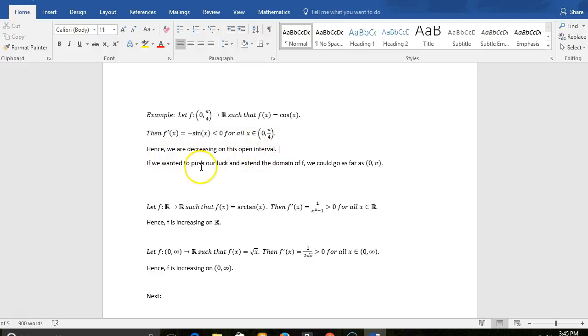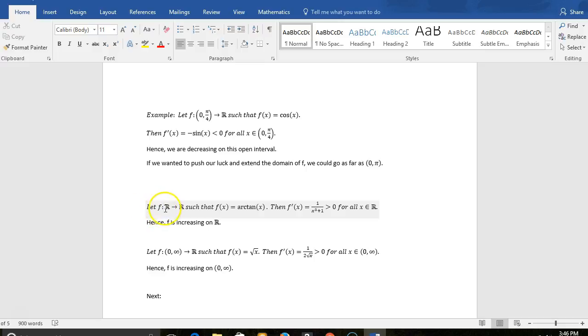Now, if we wanted to push our luck as far as we could push it, we could extend the domain to 0 to pi, and we would be decreasing on that domain. Now, if you tried to go any further in either direction, you'd be out of luck and you'd mess things up. So absolutely no further, but you could go this far. But anyway, let's move on.